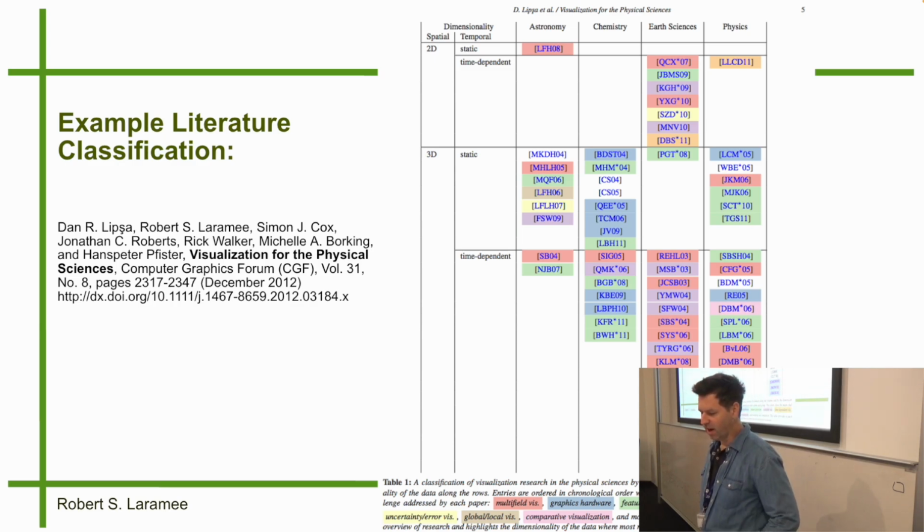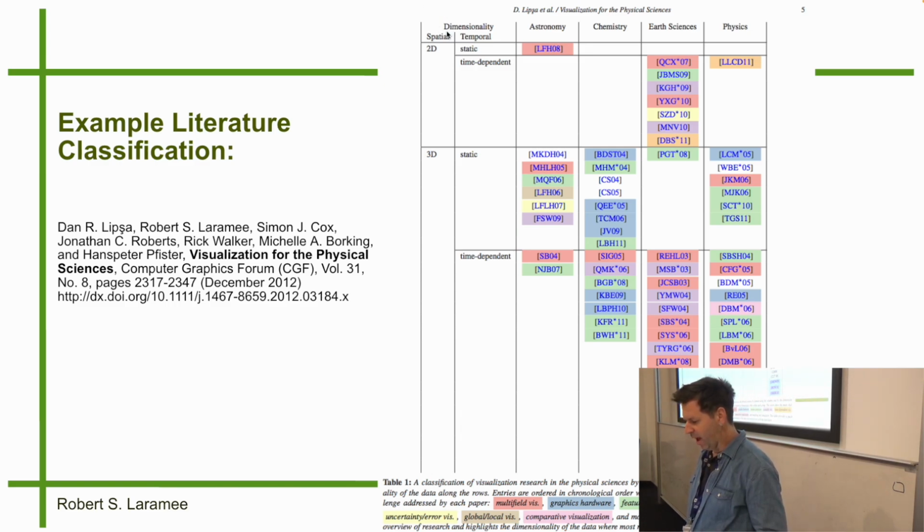This is just an example. This is a survey paper called Visualization for the Physical Sciences. These are all papers that are included in the survey, and they've all been classified somehow because they have something in common. This is a 3-dimensional classification, which is very advanced. You're not required to make a 3-dimensional classification. That's not a requirement. Some of you will, which is good, but it's just an example to show you the best possible classification you could do.